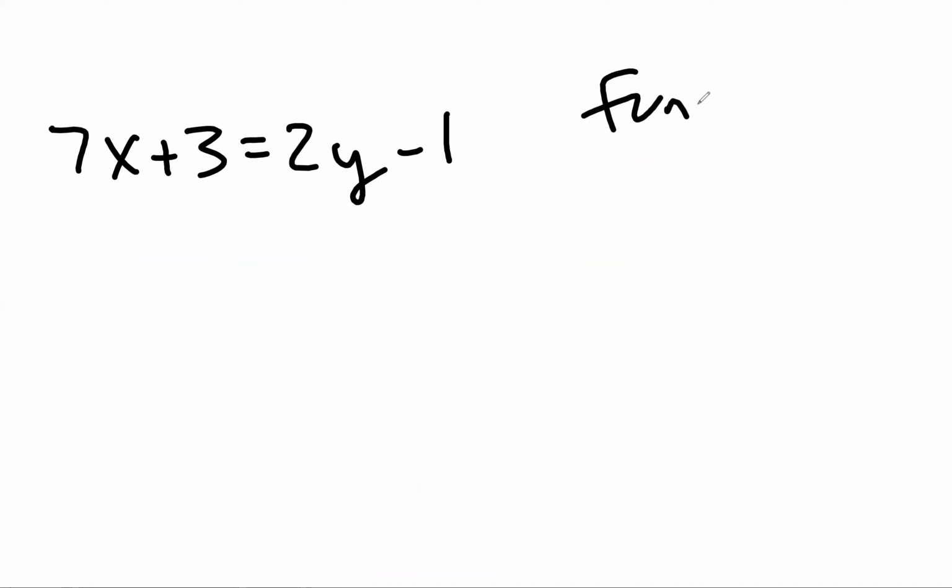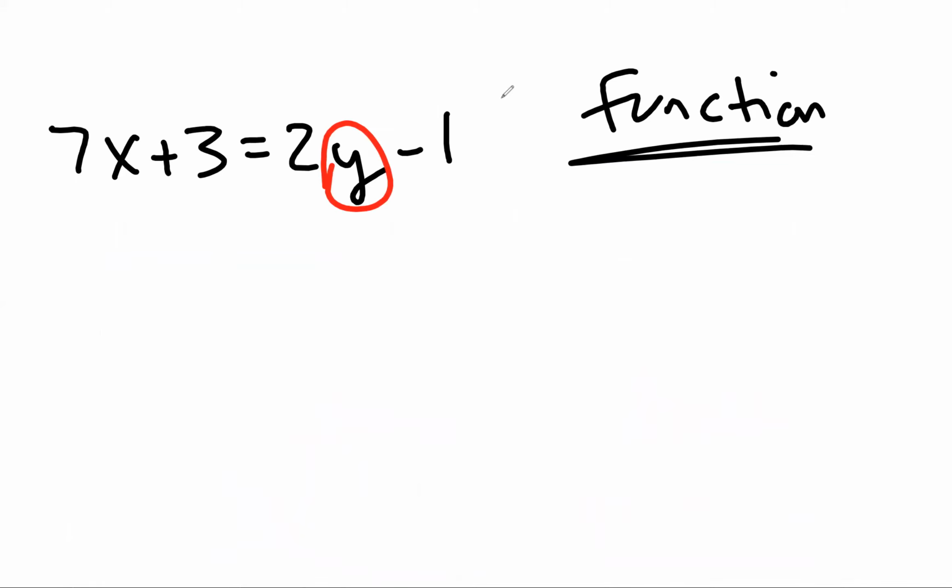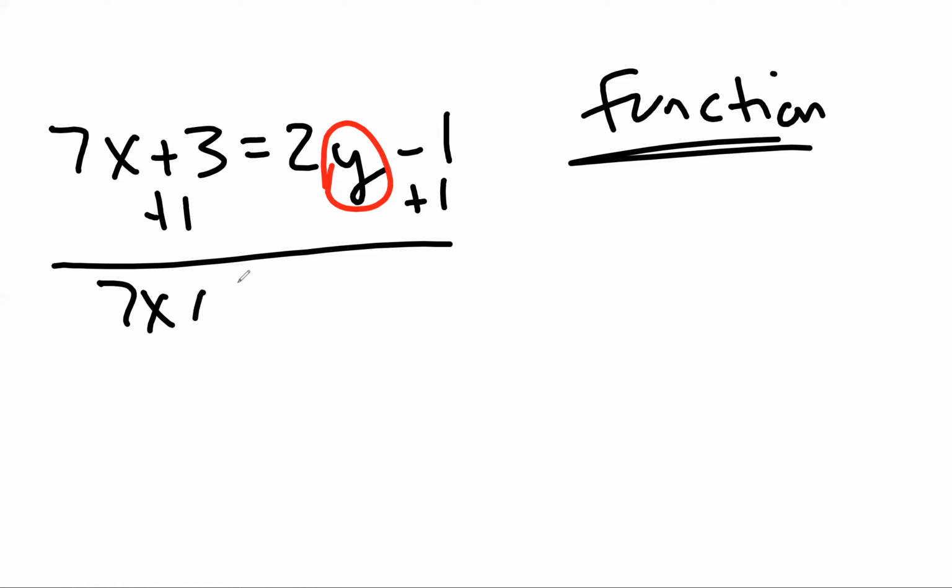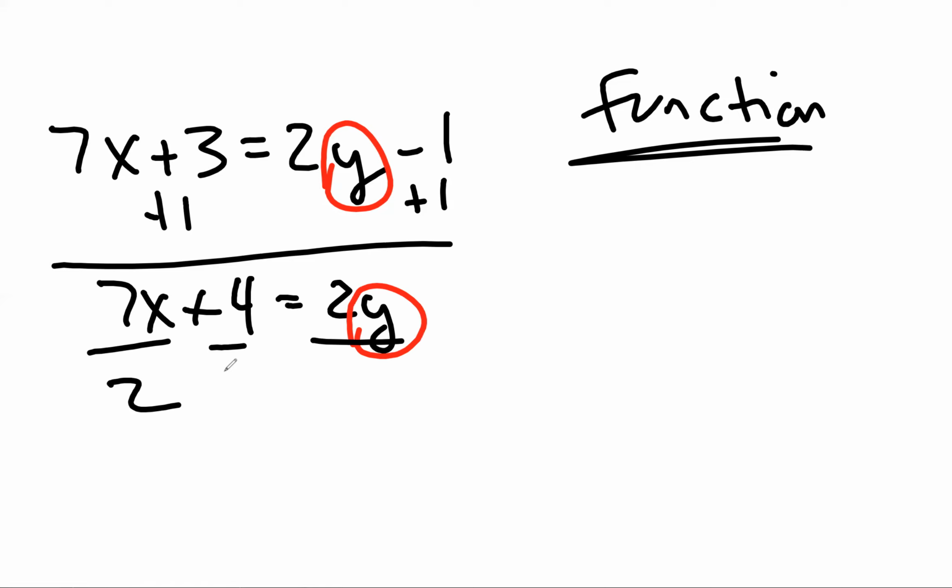So what if I have 7x plus 3 equals 2y minus 1? And I need you to turn this into a function. Solve for y. So step 1, according to our notes, is solve for y. Well, we've been doing that for weeks now. How do you want to start out by solving for y? Let's add 1 to both sides. And so I'll get 7x plus 4 equals 2y. Well, we're almost there. Y's still right here, so what do you want to do next? How about we divide everything by 2?